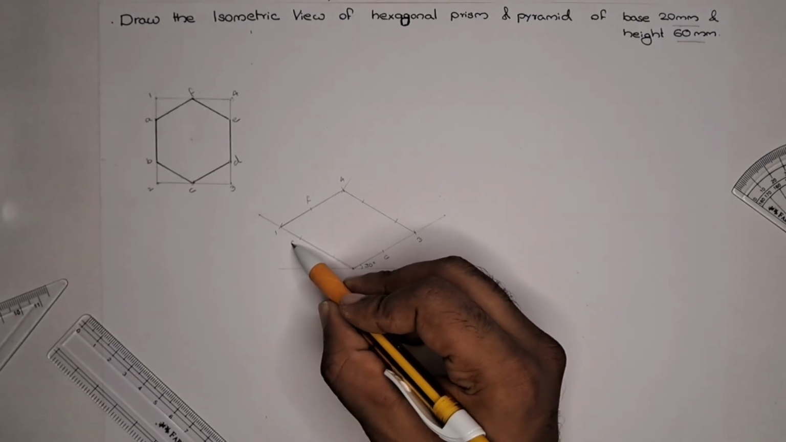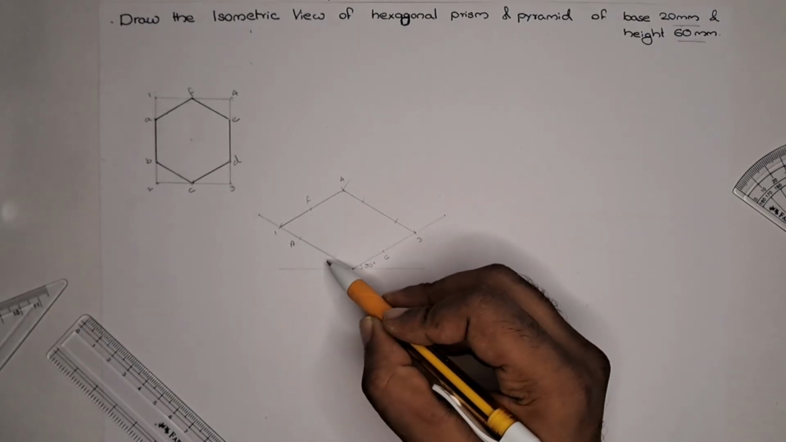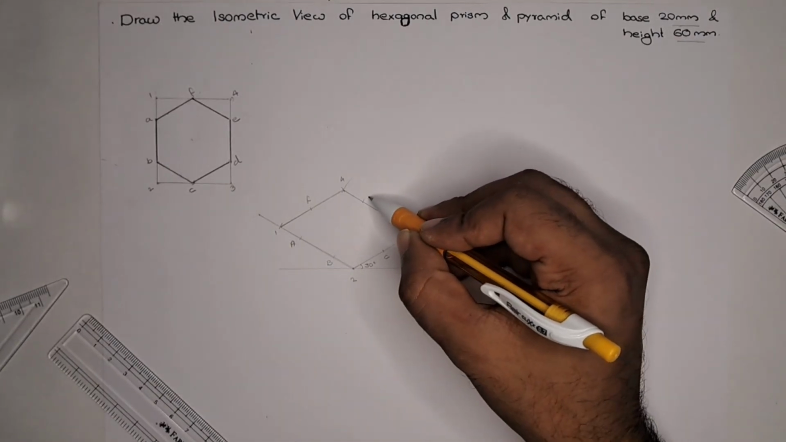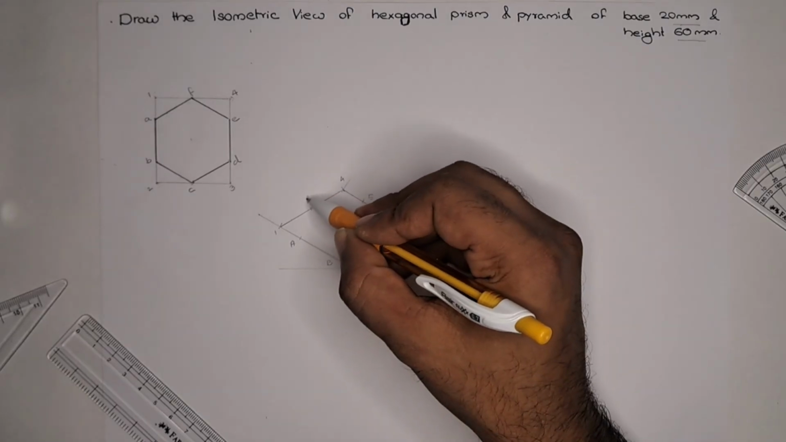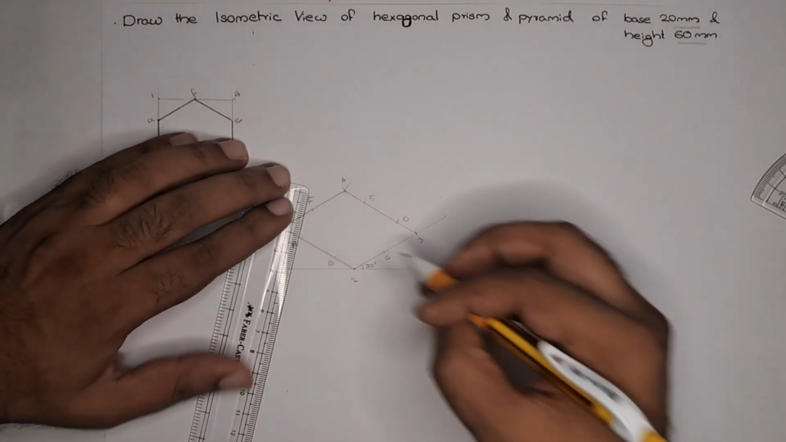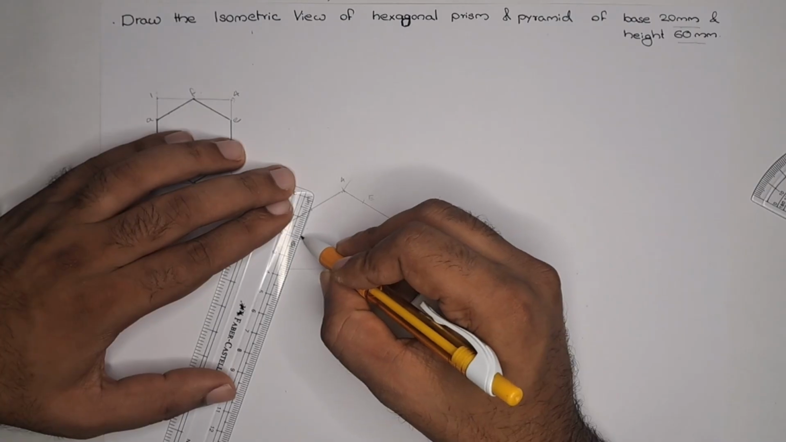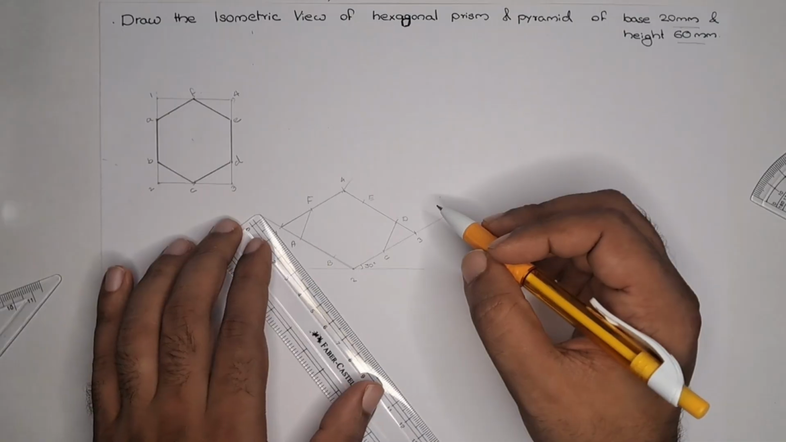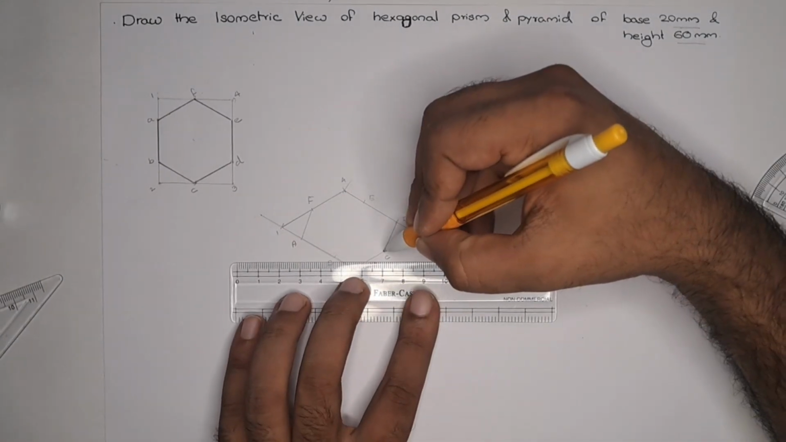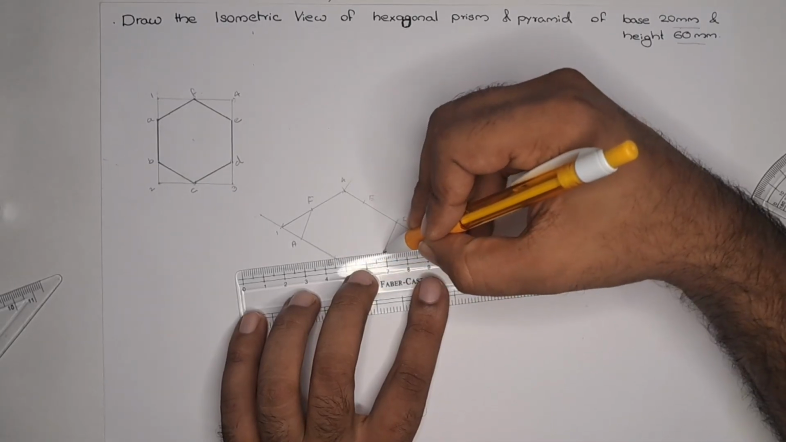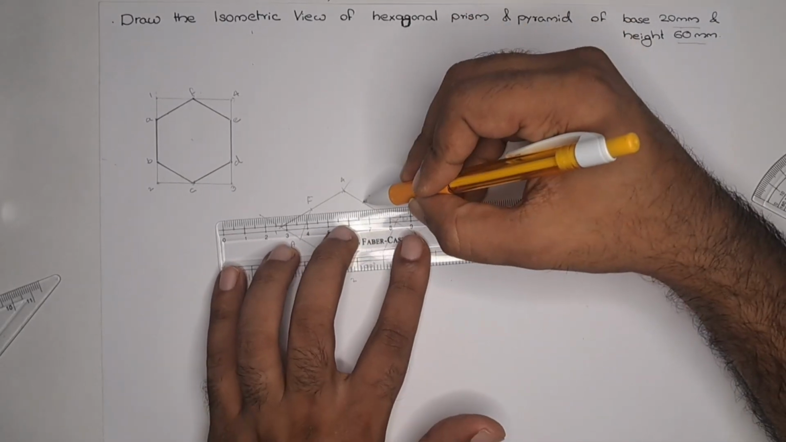Now we mark the points. Here this is A, B, C, D, E and F. Then connect the lines between the points F, A, C, D, then B, C, then E, F.